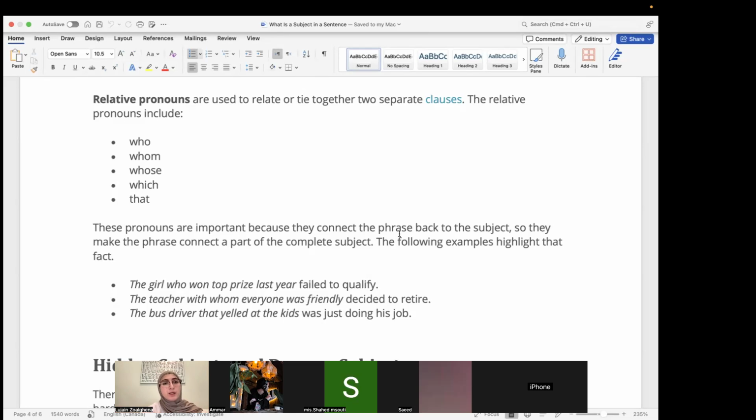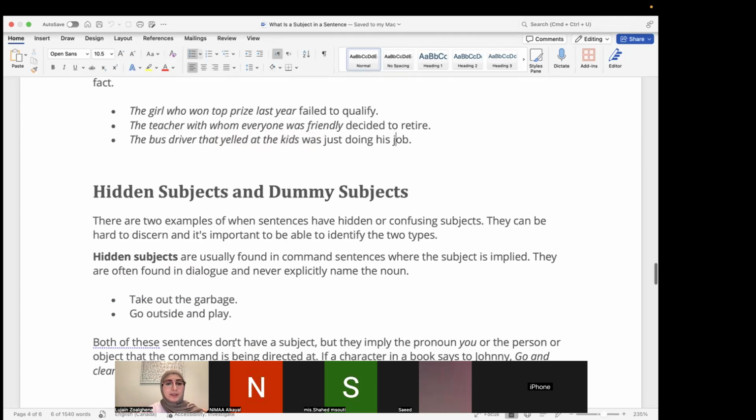So where's the relative pronoun over here? That. You see, they are used to tie together two separate clauses. So the first clause that we have over here is "the bus driver yelled at the kids." So how did they connect it? Using a relative pronoun, which is "that." Awesome.